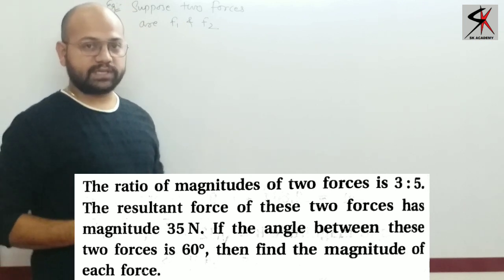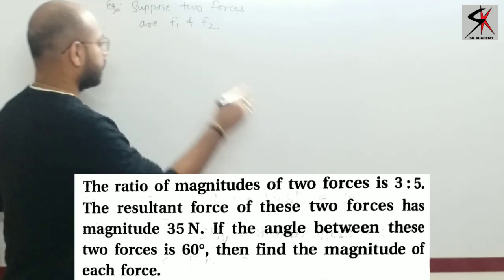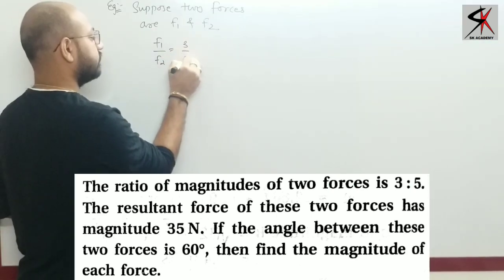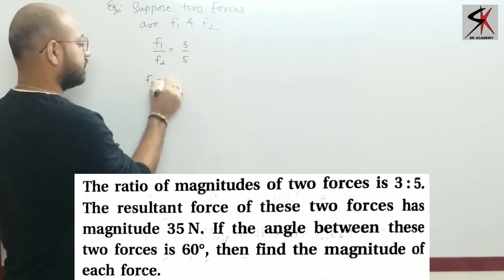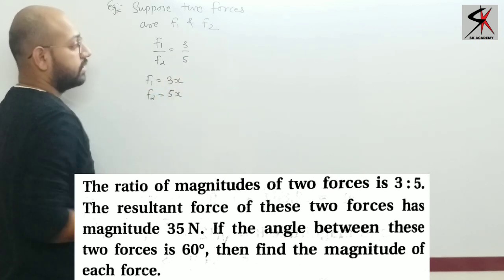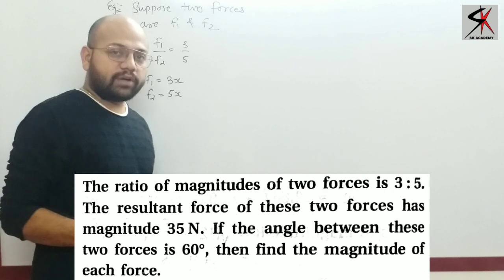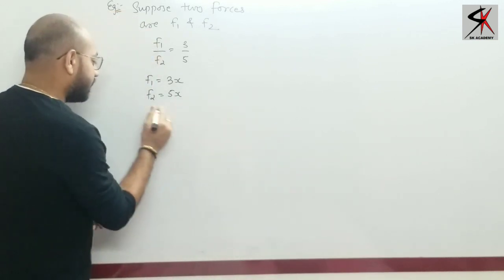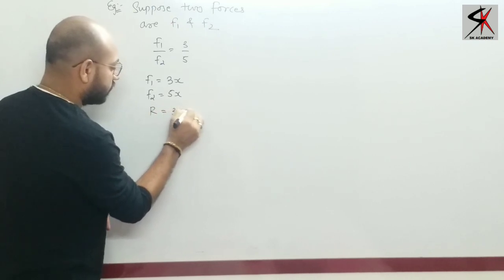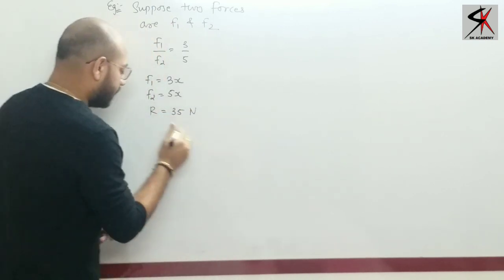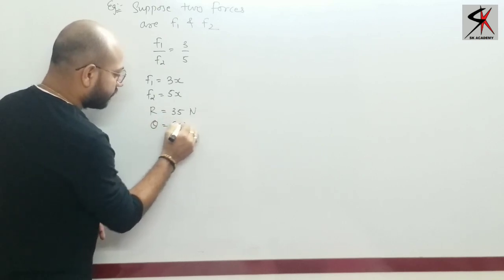The ratio of forces is 3:5. Okay, so F1 divided by F2 becomes 3:5. So I will take F1 equals 3x and F2 equals 5x. The resultant of F1 and F2 is R, and that R is 35 Newton. And what is the angle between F1 and F2? That is given, theta equals 60 degrees.